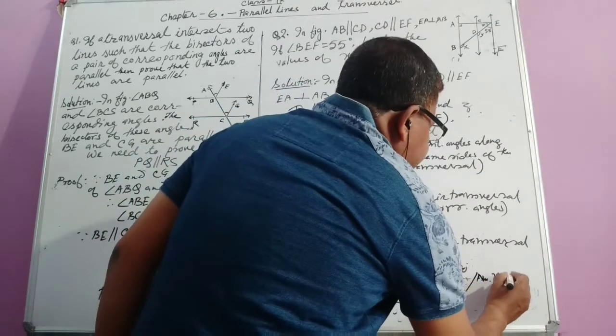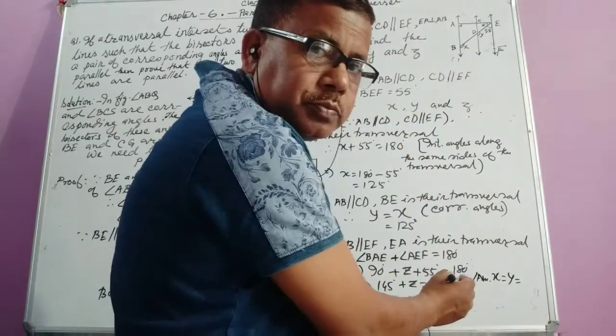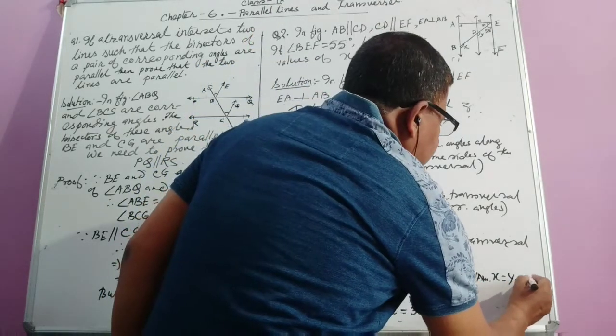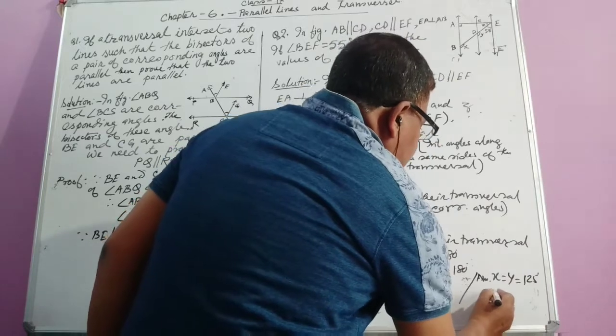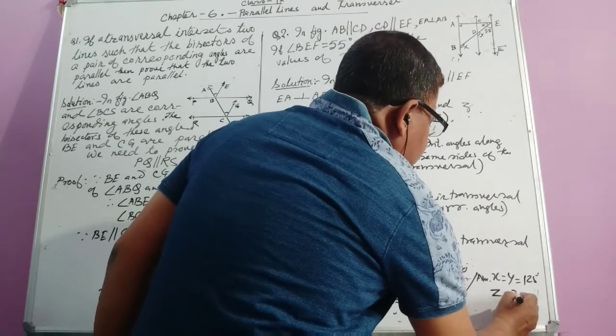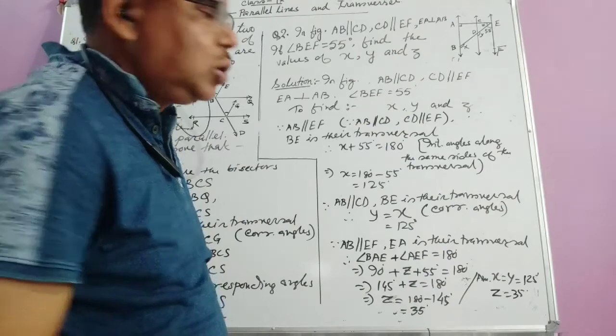So here I am writing the answer: X is equal to Y is equal to 125 degrees, and Z is equal to 35 degrees.